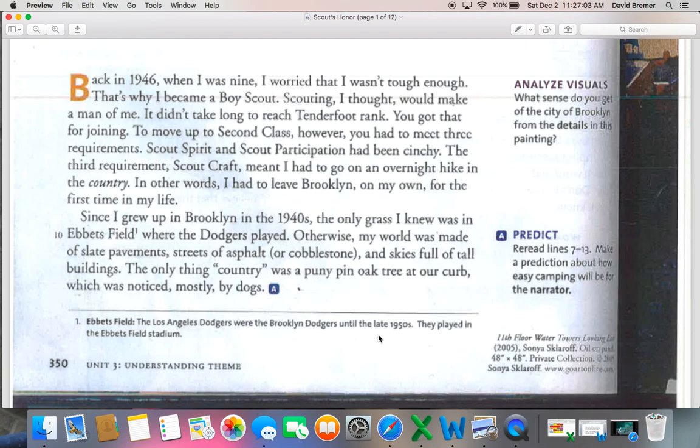Now, people that live in large cities don't often have a need to leave those cities, and this is a boy that's realizing he's going to have to go out of town for the first time in his life. Now, one of the key terms up here was cinchy. If I look at the word cinchy, that just tells me that it was easy. Kind of an easy way of saying that.